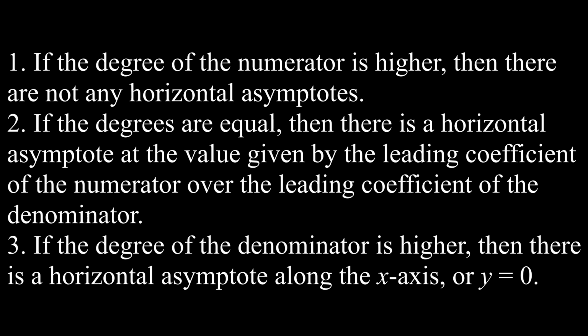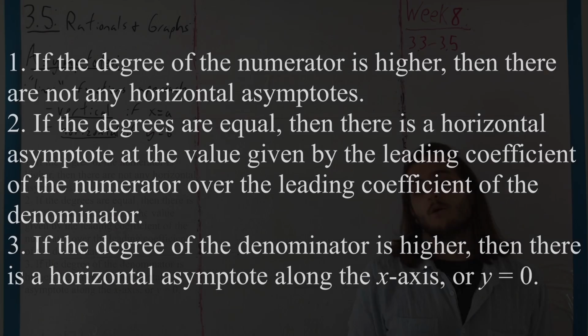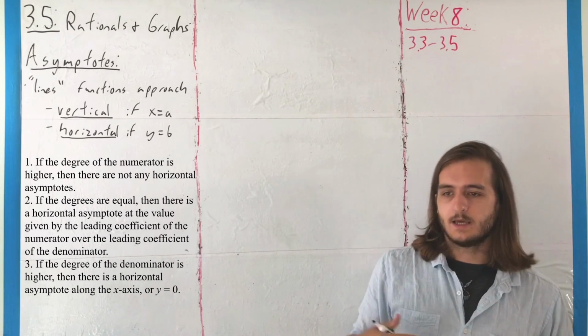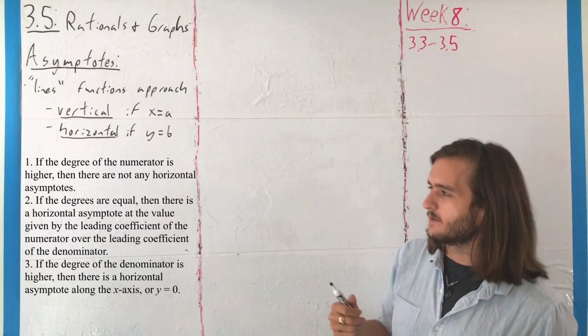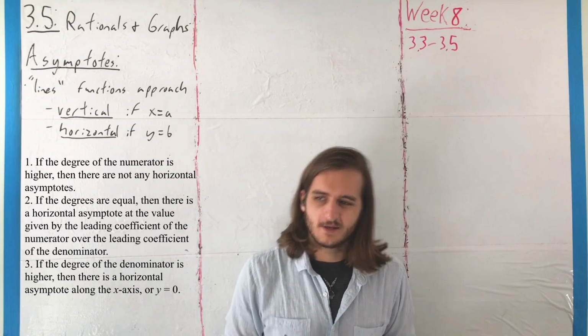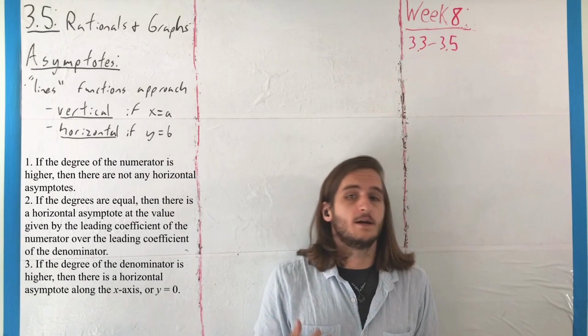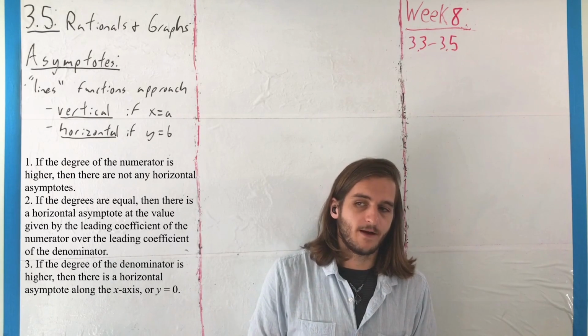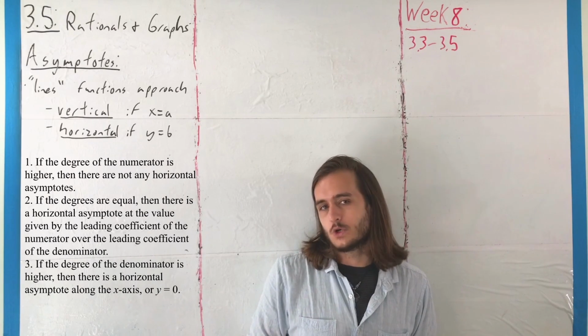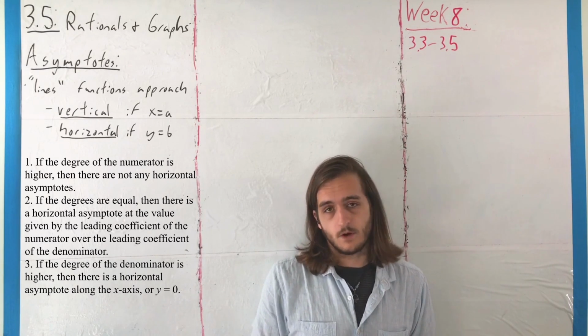And then finally, if the degree of the denominator is higher, then there will be one along the x-axis, or the line y equals 0. Or you can think about what happens in each of these cases as a bit of a thing called the law of large numbers, that says that as x gets really big, the largest powers on the top and bottom are really what will define everything in terms of the function's overall behavior.